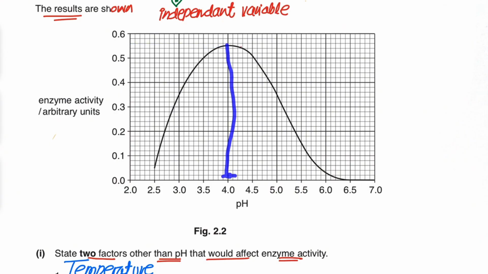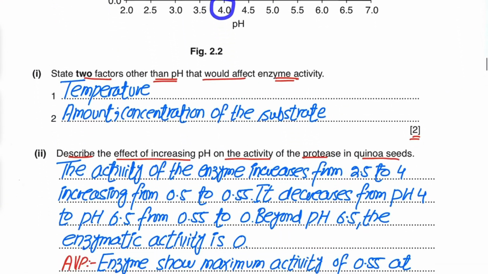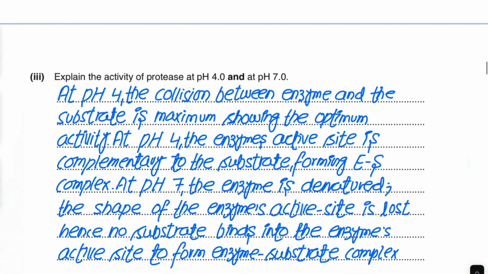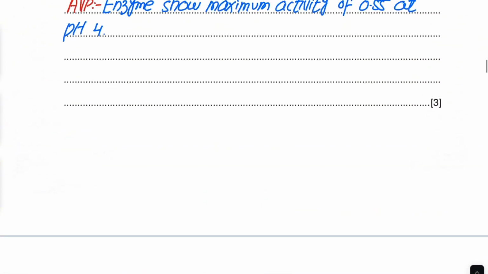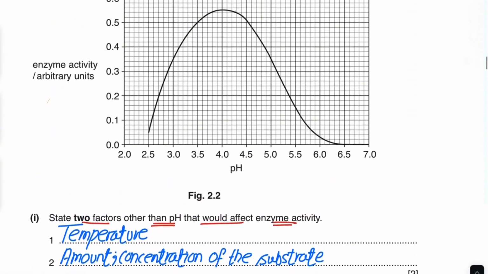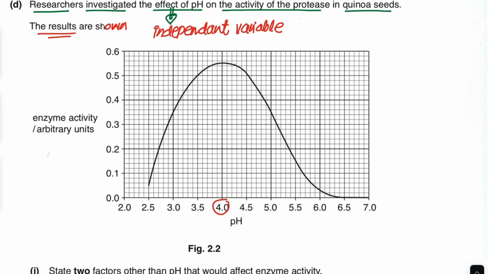And this is achieved at an optimum pH of 4.0 that we are given here. Now here they are asking us, for a total of 4 marks, to explain the activity of the protease at pH 4 and pH 7. Now the explanation is coming, so we need to be writing the mechanism. So you see at pH 4 we have got the maximum catalytic activity.